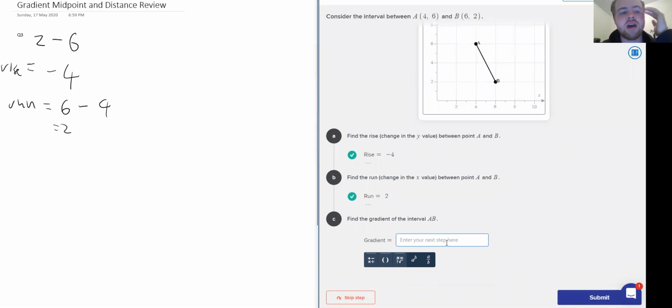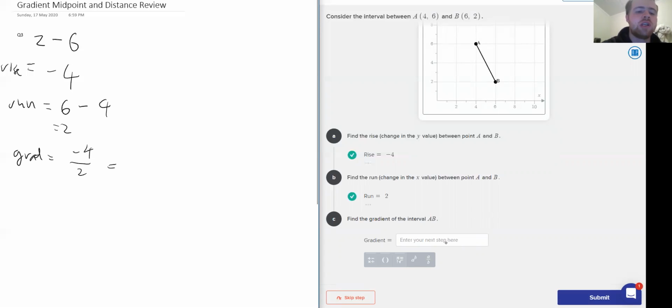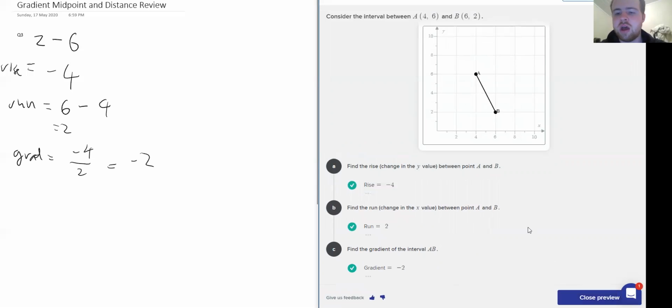Okay, and then now we're going to find the gradient. The gradient is just rise over run, divide the rise by the run. So gradient is -4 over 2, which is just -2. So we can put that in here, and ta-da, we've finished our question. Awesome stuff.